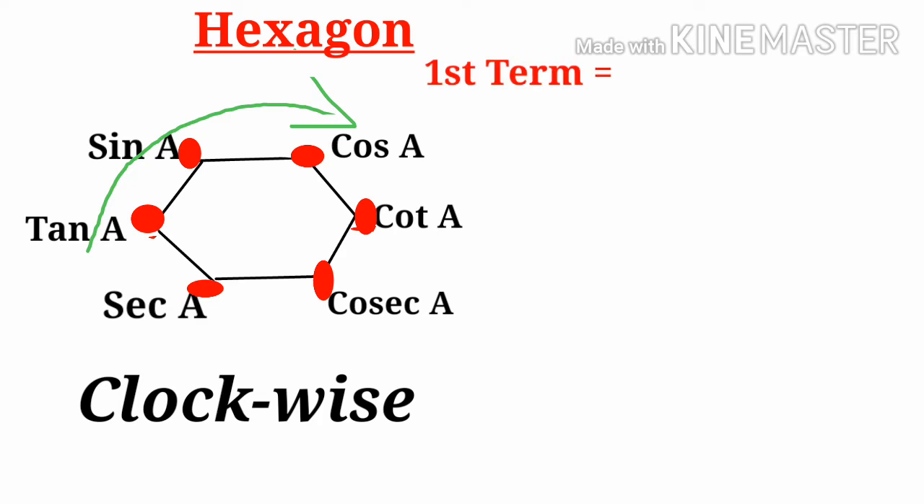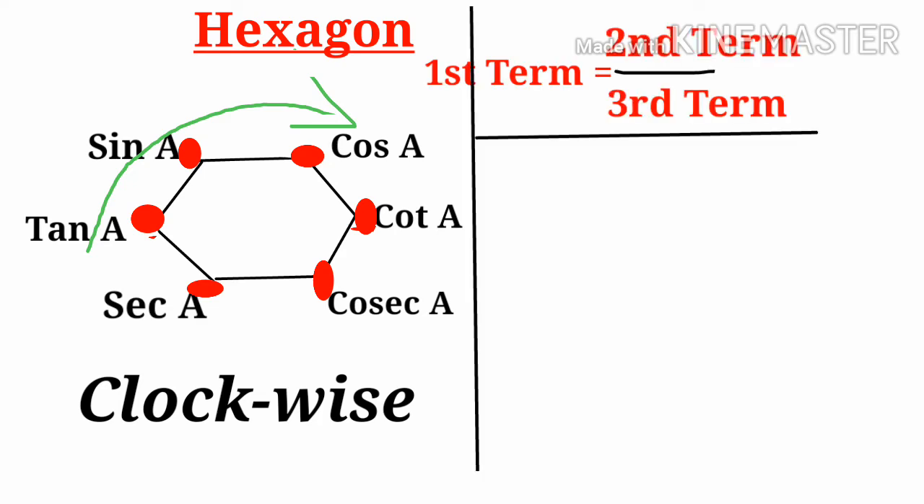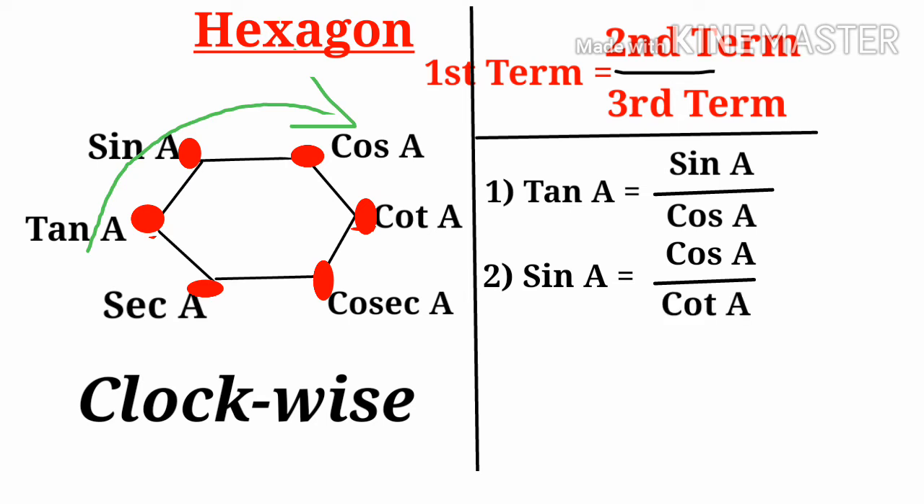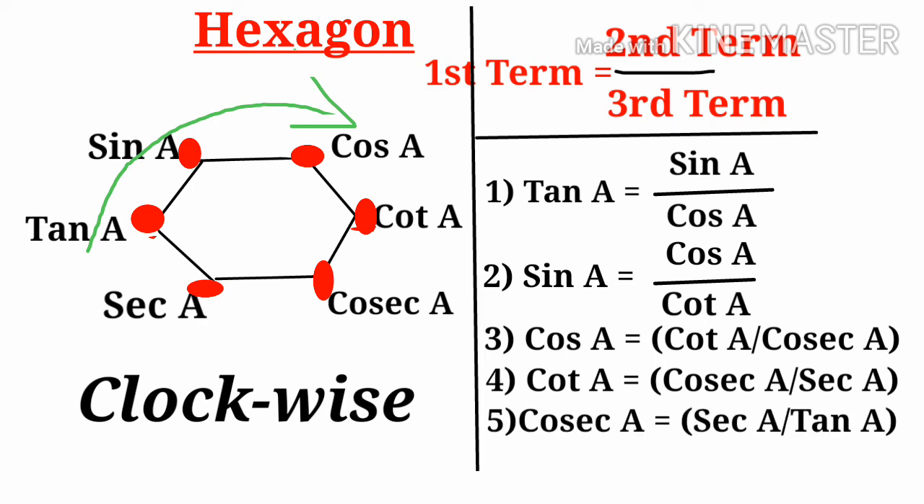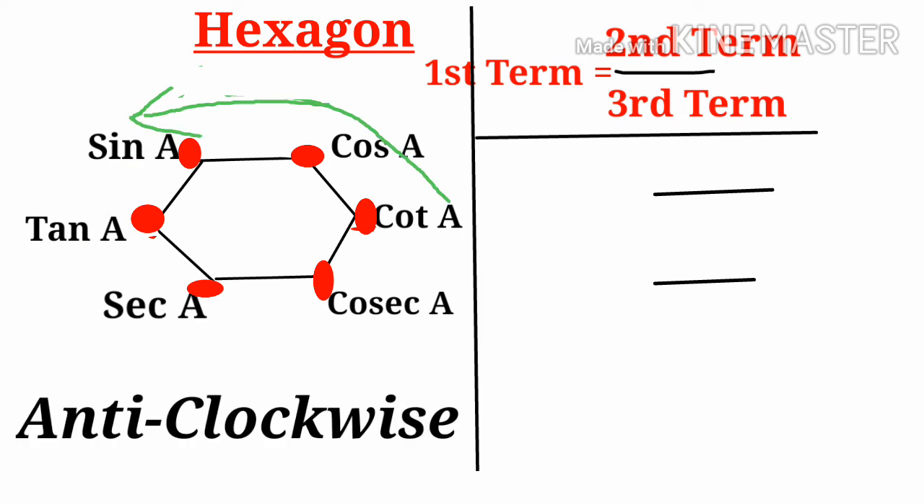First we go clockwise from tan A to cos A. The rule is: first term is second term by third term. Then tan A is equal to sin A by cos A, so it is true. In the same way from sin A to cot A, sin A is equal to cos A by cot A, it is also true. In the same way cos A is equal to cot A by cosecant A, these are all true. In the same way remaining identities are also defined.